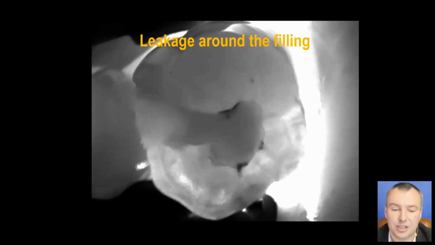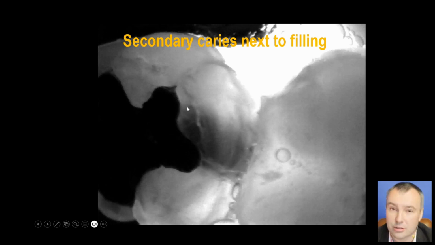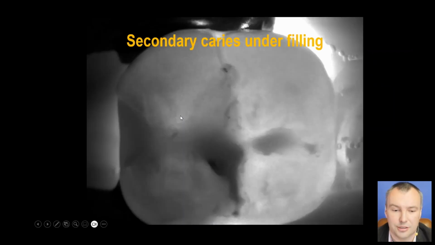Also, we can detect leakage around fillings, no matter from what material the filling is. If it's composite, we can also detect caries underneath the filling as well. So this is, I think, quite obvious. Secondary caries next to the filling. This is how the amalgam filling looks. So again, it's completely black, but we can detect caries, and a deep one, around such a filling. Secondary caries under the filling. This is sometimes a bit tricky because of glass ionomer cement that can sometimes be a sort of lining under the filling.